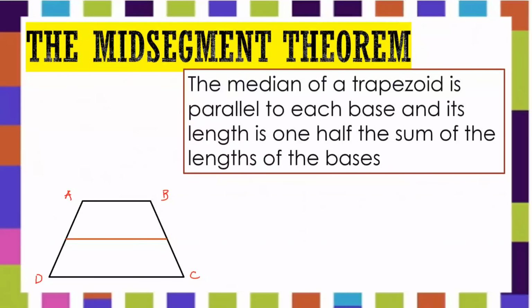And the mid-segment theorem states that the length of this median, let's say this is segment XY, the length of the median is just half of the sum of the bases of the given trapezoid. So we have base AB and base DC. So again, mid-segment theorem states that the measure of the median is just half of the sum of the lengths of the bases. So let's try to prove this mid-segment theorem using the two-column proof.